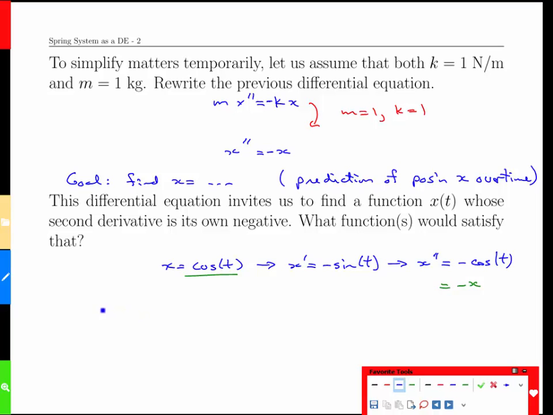Of course, we could try something else as well. There's no reason why cos should be special. We could try sine of t. If we pick x to be sine of t, then its first derivative is cos of t, and its second derivative is the derivative of cos, which is negative sine of t. Lo and behold, if that was our x, sine of t, when we take its second derivative, we also get negative what we started with, negative x. So both of those are solutions.